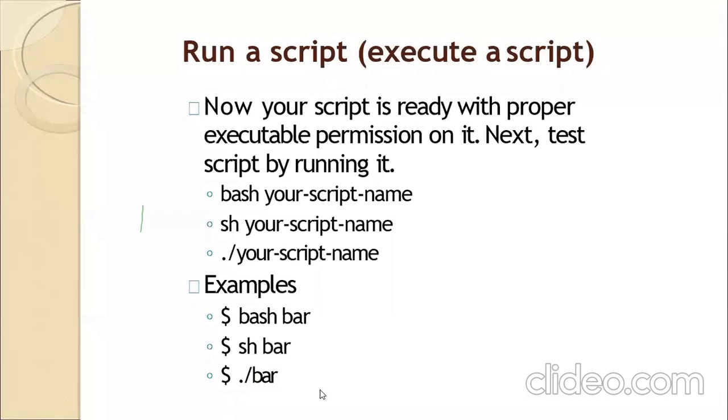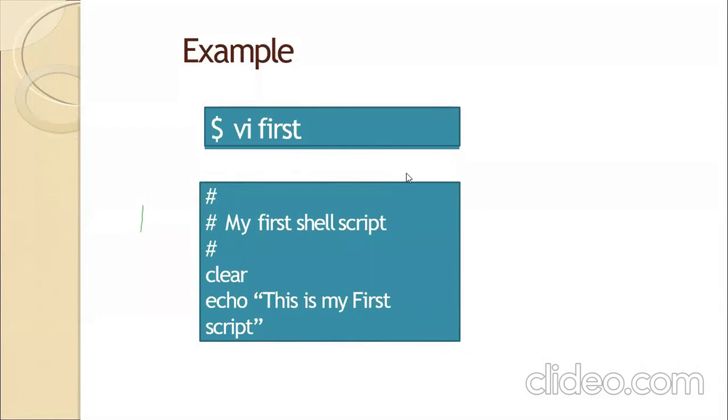So this is an executable file. In a simple second way, write directly sh file name dot sh, and lastly ./ your file name. So it will give the output, which will be from your file. So this is your example.